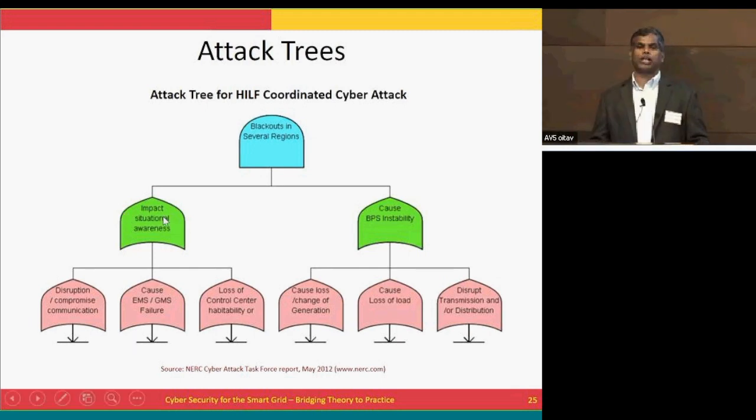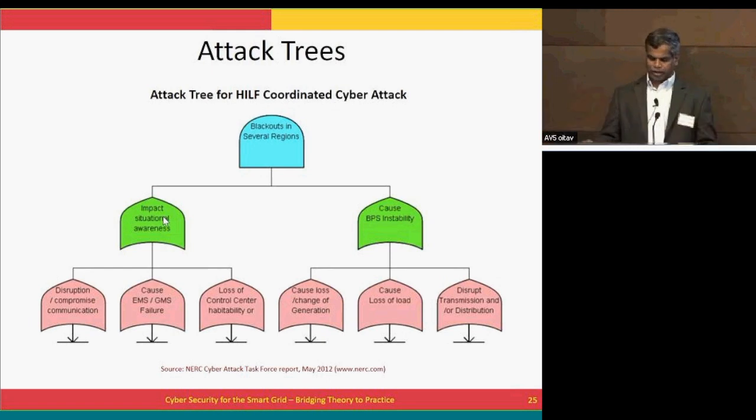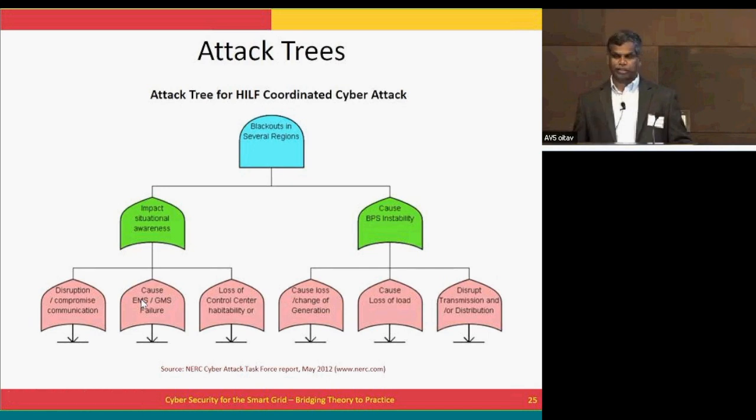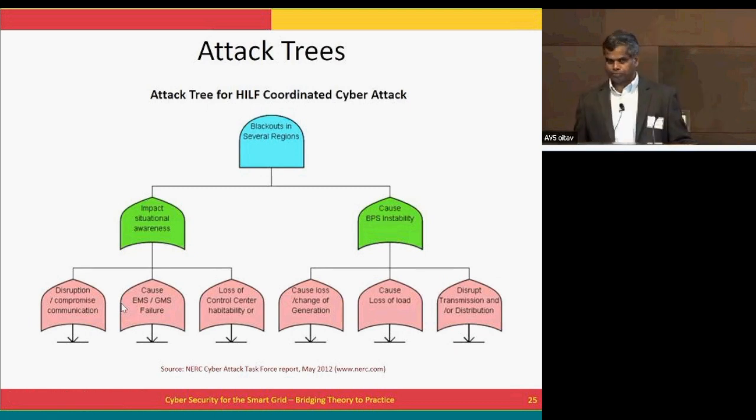How can situational awareness itself be lost? That is essentially the cyber part. You collect information from the field, wide area monitoring, and so on. One is the disruption of the communication network, the wide area communication network, or a failure of the energy management system or generation management system, or the control center itself being compromised. If either one of them happens, because this is the OR gate, an information blackout is possible.